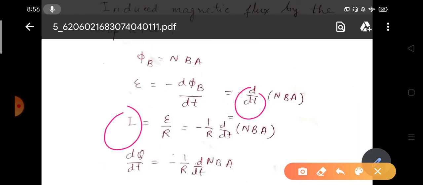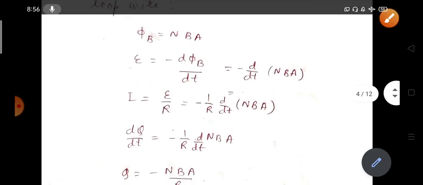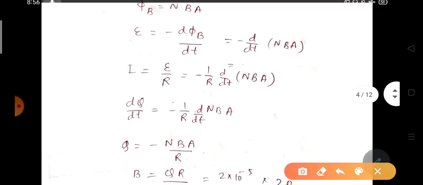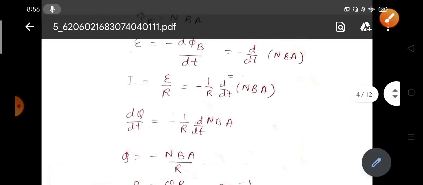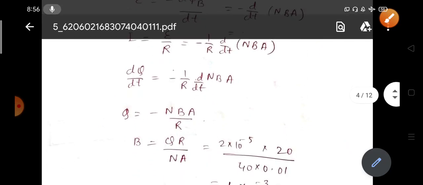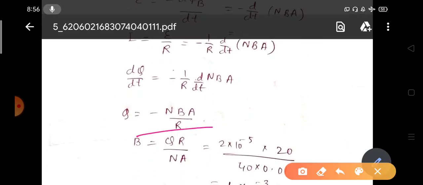So I equals epsilon by R, that is voltage by resistance, or you can write it as minus 1 by R d/dt of nBA. So I is dq/dt, so dq/dt becomes minus 1 by R into d/dt of nBA. So q is minus nBA divided by R.